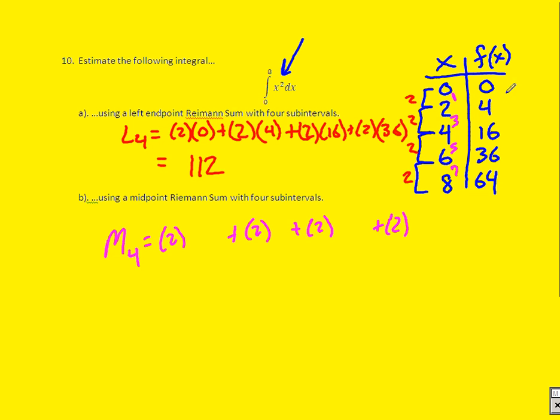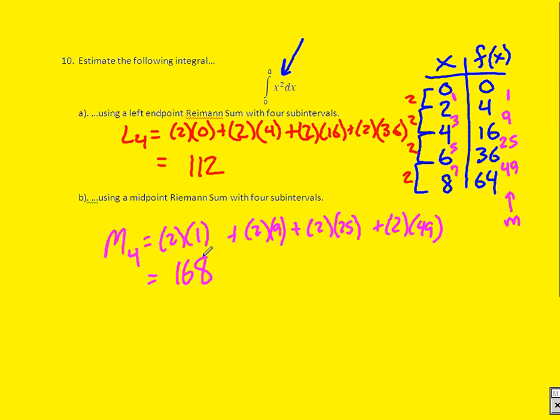So that means our y values here will be 1 squared is 1, 3 squared is 9, 5 squared is 25, and 7 squared is 49. These are our midpoints. So that's what I'm plugging in here: 1, 9, 25, and 49. So that means my sum here in the end is 168 as that estimate.